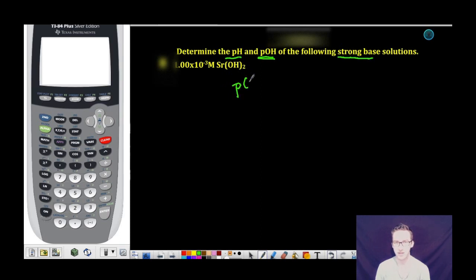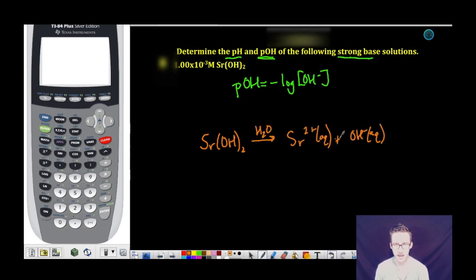So pOH is equal to the negative log of the hydroxide ion concentration. Now, this time I'm going to take my strong base, strontium hydroxide, and I'm going to place it in water. But remember, and be careful here, for every 1 formula unit of strontium hydroxide, or for every 1 mole of strontium hydroxide, we're going to get 2 moles of hydroxide ions.